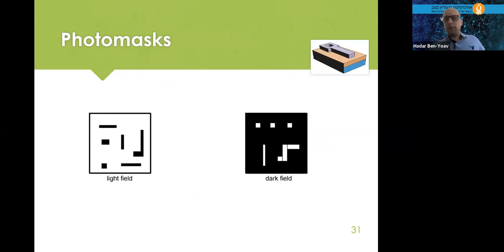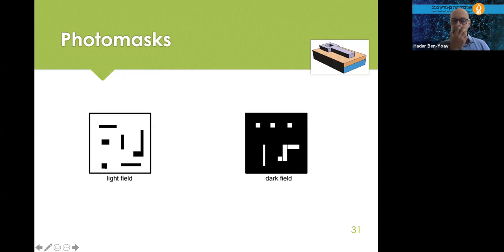Now I talked a bit about photomasks, but here we look more in depth at what a photomask is. And here are the features that we design. Usually we draw that with CAD software such as AutoCAD or other software, and we send it for manufacturing.